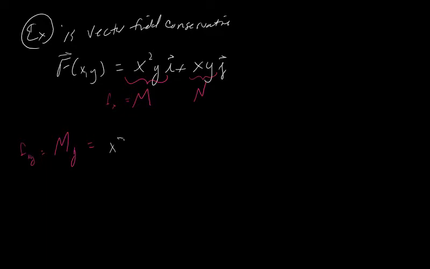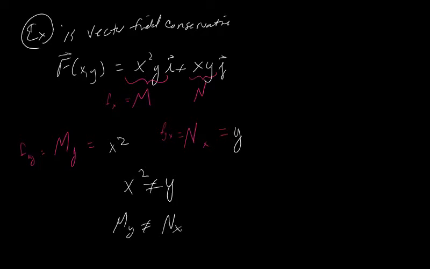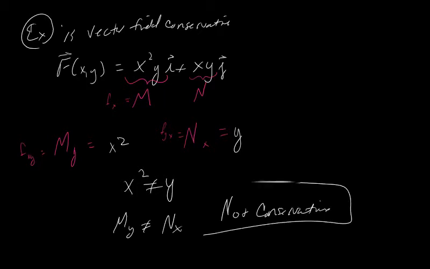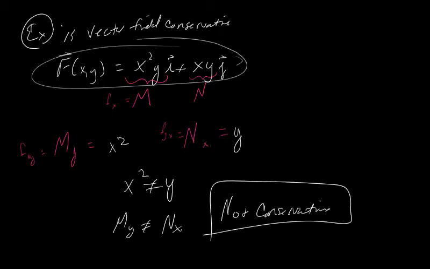Okay, so it looks like it's not going to be a conservative field. Let's keep going. Let's check n sub x. So remember, if there is a potential function, this is f sub yx. So this is going to be equal to y. Well, x squared is not equal to y, therefore m sub y is not equal to n sub x. Therefore, this is not a conservative field. There is no potential function such that the gradient is equal to this.